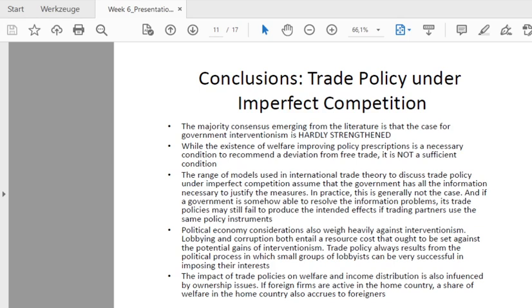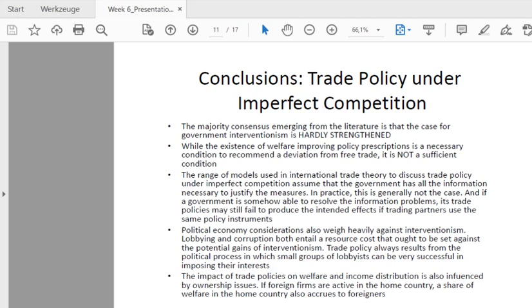Political economy considerations also weigh heavily against interventionism. Lobbying and corruption both entail a resource cost that ought to be set against the potential gains of interventionism. Trade policy, as you know, always results from the political process, in parliaments or in the policy process, in which small groups of lobbyists can be very successful in imposing their interests.